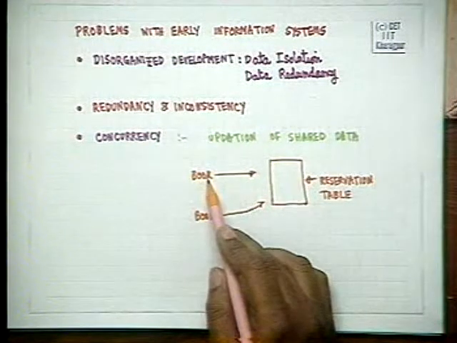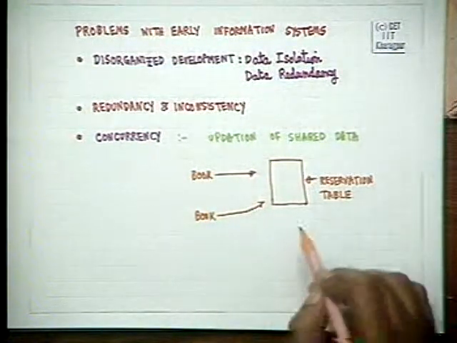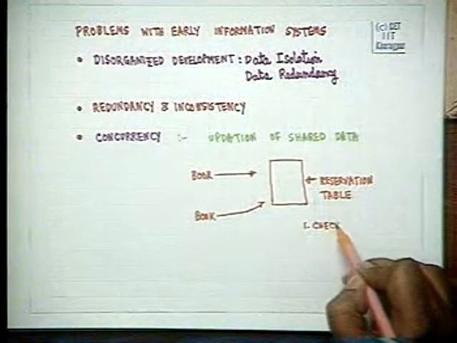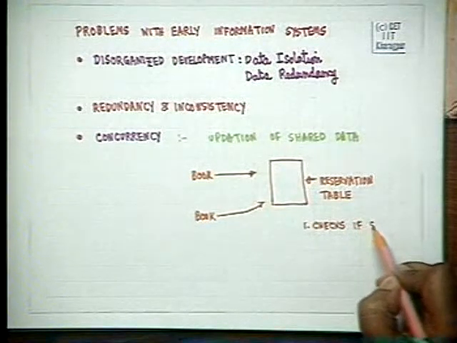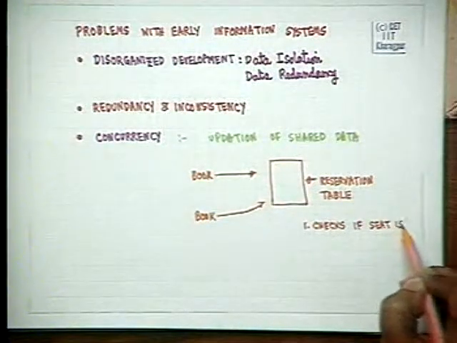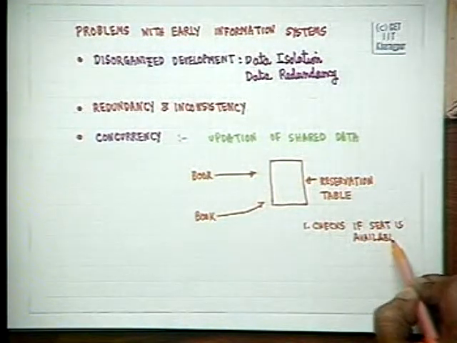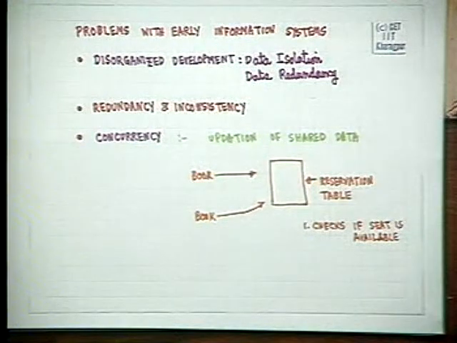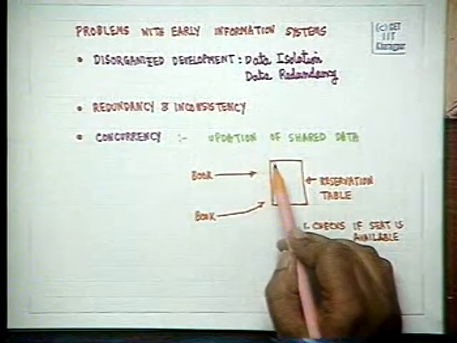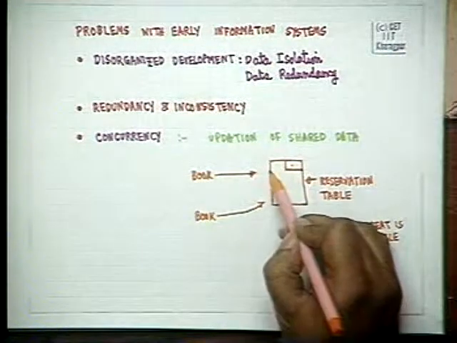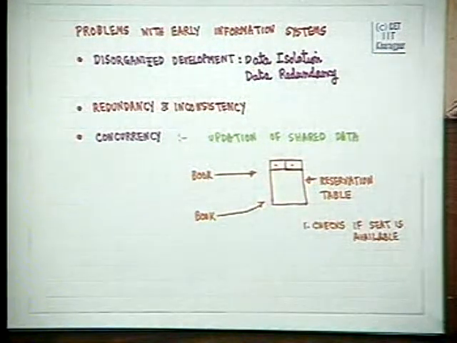Suppose this booking program is like this. It first checks if seat is available. To do that, it goes into the reservation table and checks a piece of data which says total number of seats booked, and it compares that with another piece of data which says the total number of seats which are there in this particular table.